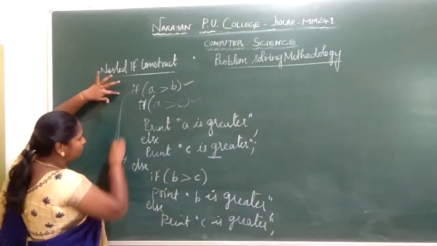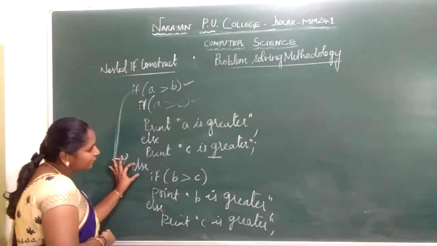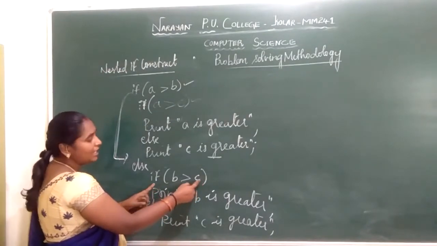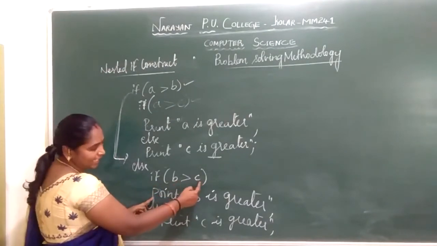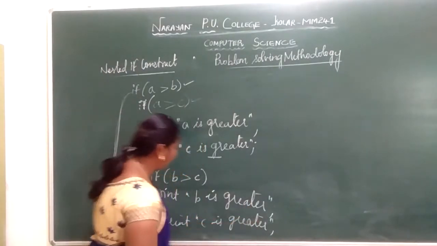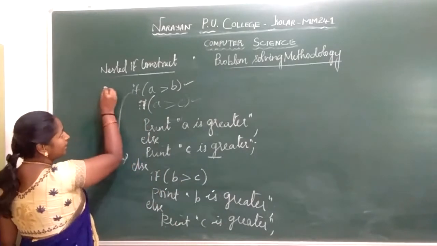If my main if statement itself fails, in my main else part I am going to check for another test condition 3. Here I am going to check whether B is greater than C. If B is greater than C, I am going to print B is greater, else I am going to print C is greater.